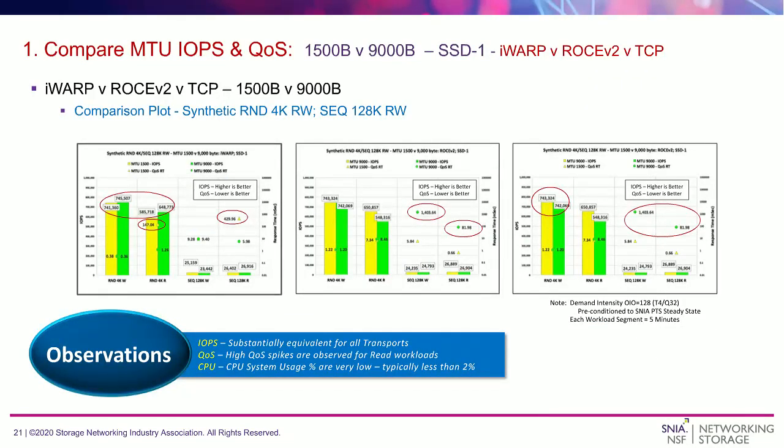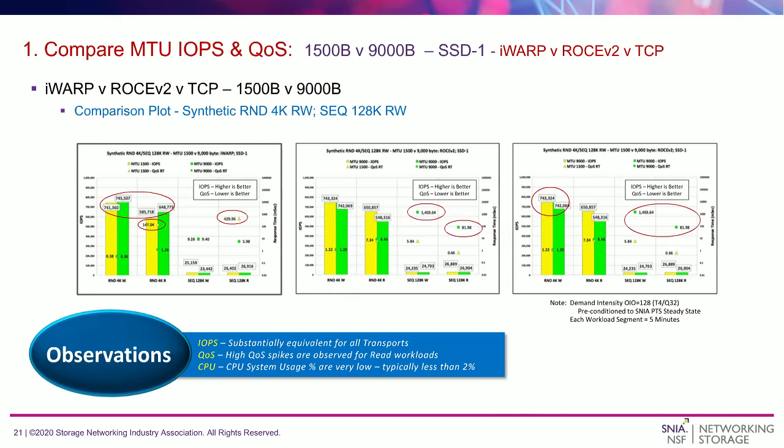Okay, so let's look at some actual data. The first thing we're going to look at here is comparing MTU, standard 1500 byte versus jumbo 9000 byte. And in this case, we're looking only at SSD1, which is a high performance LUN, and we're going to compare the three transports, iWARP, RoCEv2, and TCP.